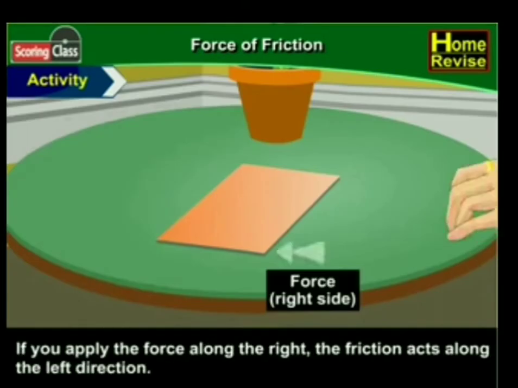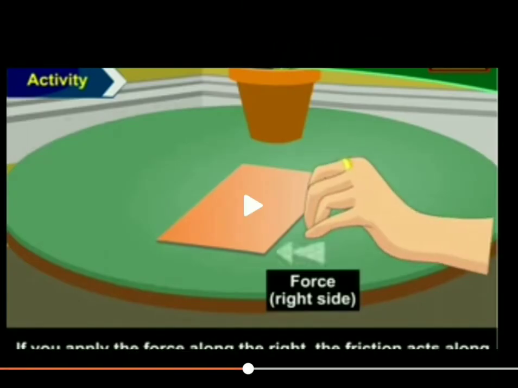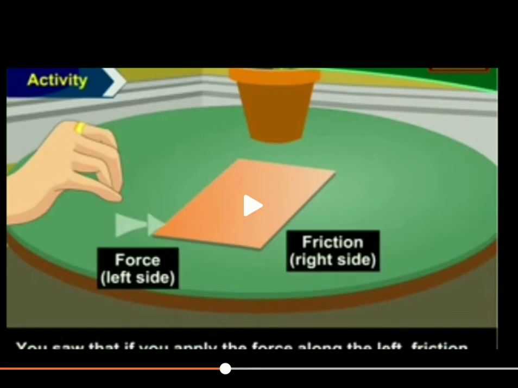If the book is moved from the left side and stops in the middle, why does the book stop? Why didn't the book move further? It may be because of the action of friction from the right side.